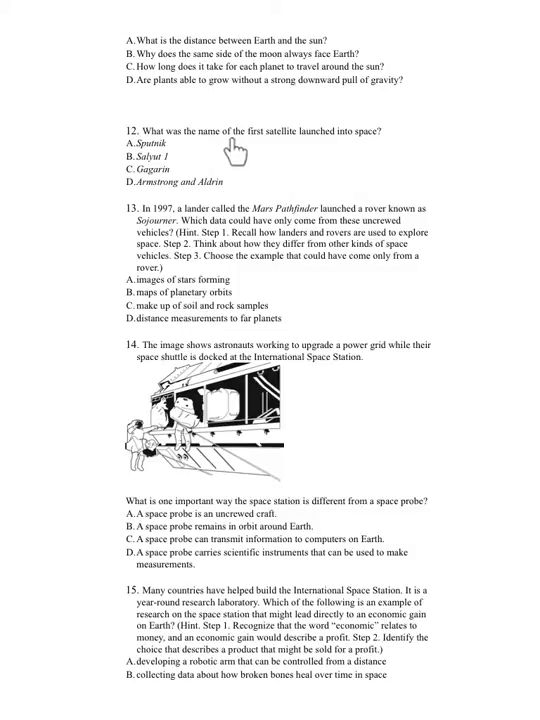Number 12. What was the name of the first satellite launched into space? A. Sputnik. B. Salyut 1. C. Gagarin. D. Armstrong and Aldrin.